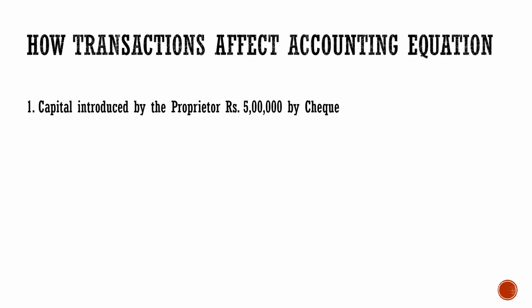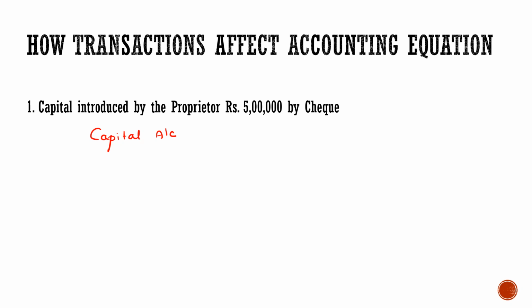First transaction is where capital introduced by the proprietor, rupees 5 lakh by check. Now first step in preparing accounting equations, identify the accounts involved in the transaction. So here, from the reading of this, we know that this capital introduced. So there is going to be capital account involved. And how it has been introduced? By means of a check.